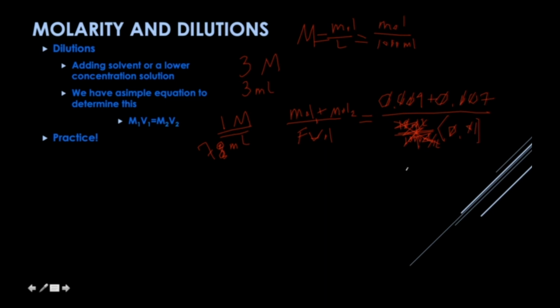So 0.009 plus 0.007 divided by 0.01. Let's find out what that is. 0.009 plus 0.007 is 0.016. I then divide that by 0.01, and I get, at the end, 1.6, and this is still moles per liter, so it's still molarity.